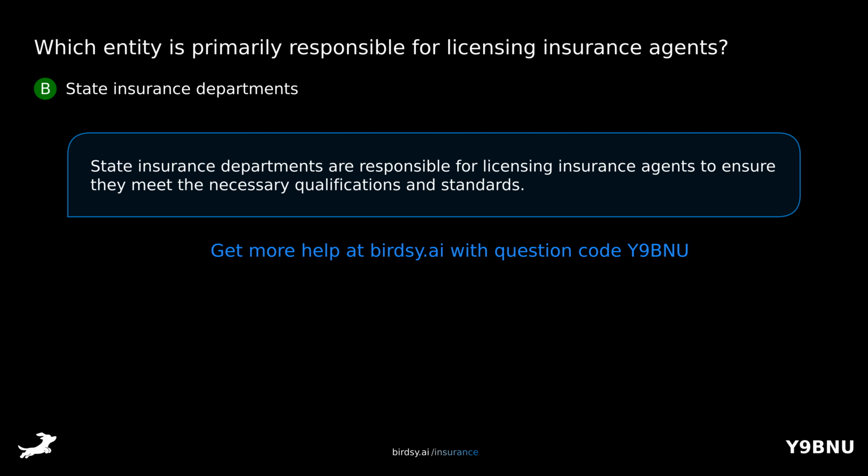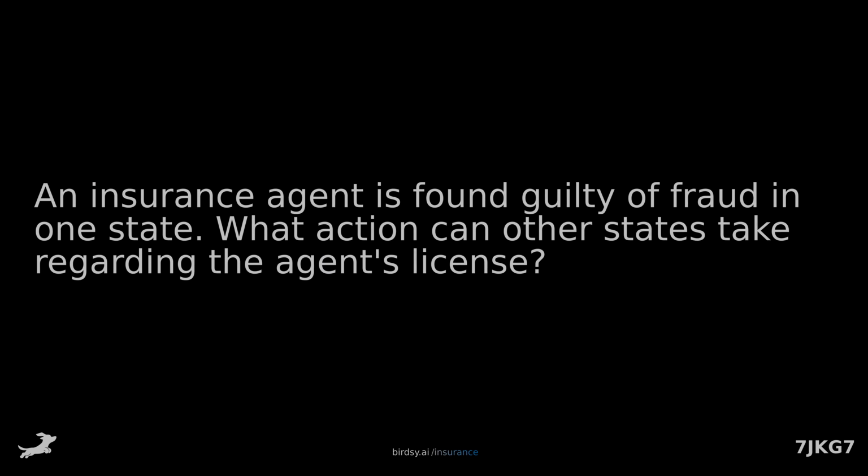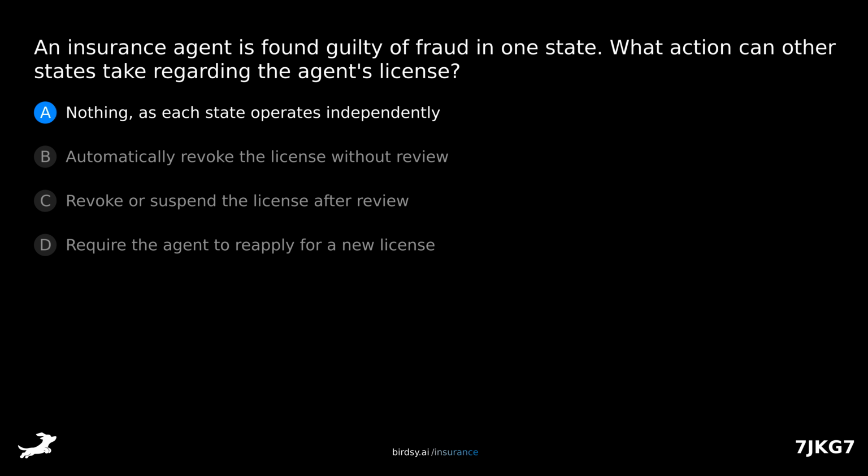State insurance departments are responsible for licensing insurance agents to ensure they meet the necessary qualifications and standards. An insurance agent is found guilty of fraud in one state. What action can other states take regarding the agent's license? Is it A, nothing, as each state operates independently? B, automatically revoke the license without review? C, revoke or suspend the license after review? Or D, require the agent to reapply for a new license? The answer is C, revoke or suspend the license after review.